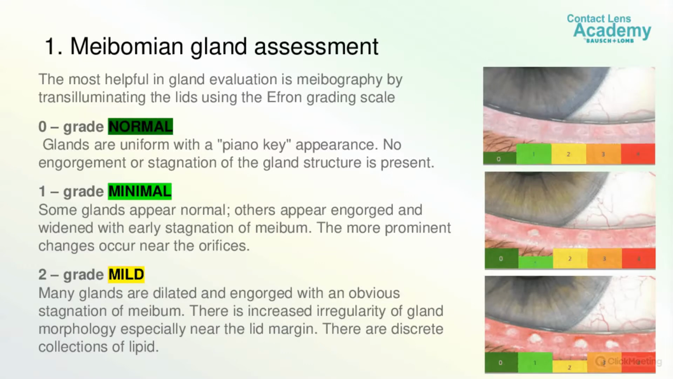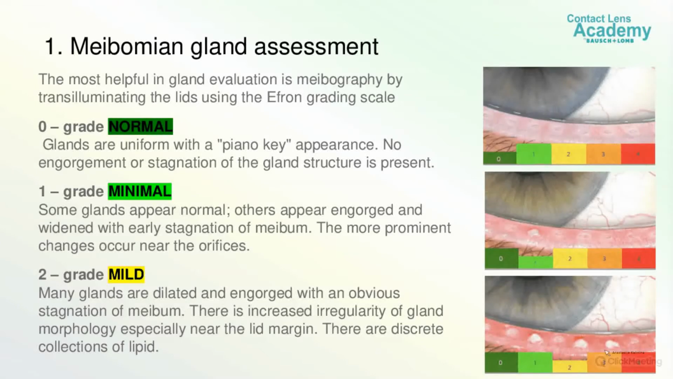So, examination of the Meibomian glands is essential for treating dry eyes. The most helpful in gland evaluation is meibography by trans-illuminating the lids, using the Efron grading scale. And as you see, the normal grade is where glands are uniform with a piano keys appearance, and no engorgement or stagnation of the gland structure is present.